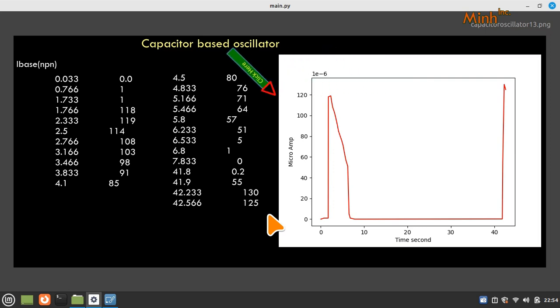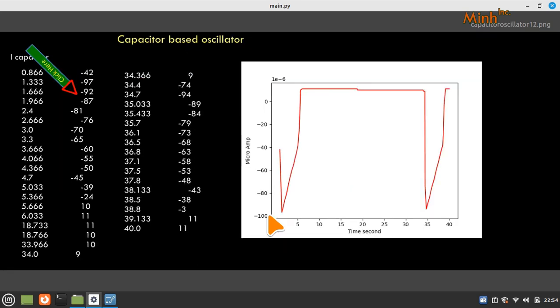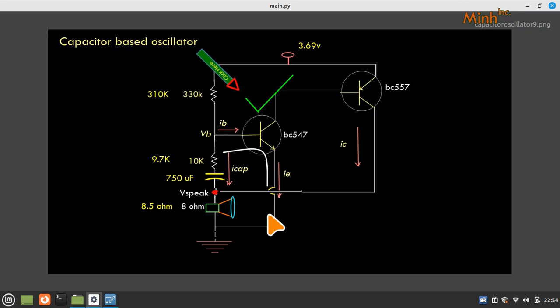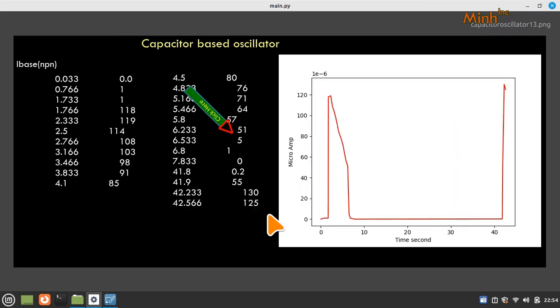Now if we see IB, the current flowing inside the transistor. IB is zero when the transistor is inactive. When the transistor becomes active, IB comes to 120 microampere, I believe, and then IB is decreasing while the capacitor is discharging, and suddenly the transistor switches off and IB also becomes 0. So in this phase the capacitor is charging, and then the transistor becomes active and the capacitor discharges.